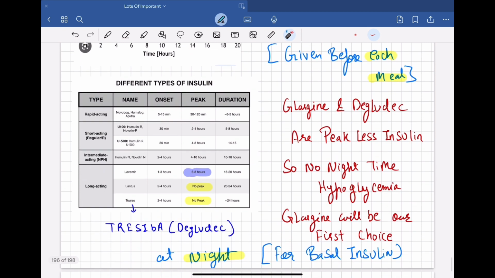You can also appreciate in this table that the rapid acting onset starts in 5 to 15 minutes, peaks at 120 minutes, and the duration of action is 3 to 5 hours. The short acting will peak at 4 hours and will work in the body till 5 to 8 hours. The intermediate will peak at 4 to 10 hours and work till 10 to 18 hours. But the long-acting Lantus, glargine, or Tresiba, degludec will not have a peak, so they are the preferred choice for night-time insulin or basal coverage, whereas Levemir will have a peak.